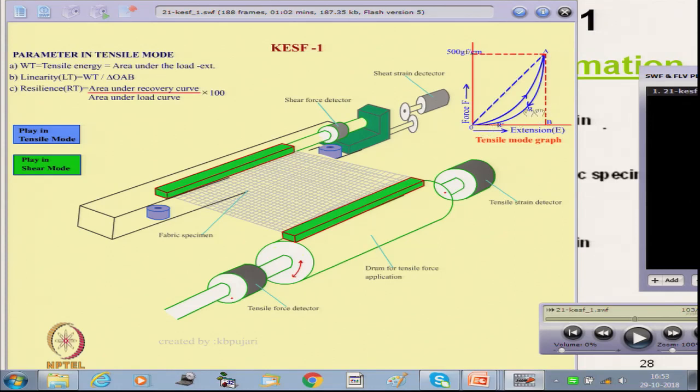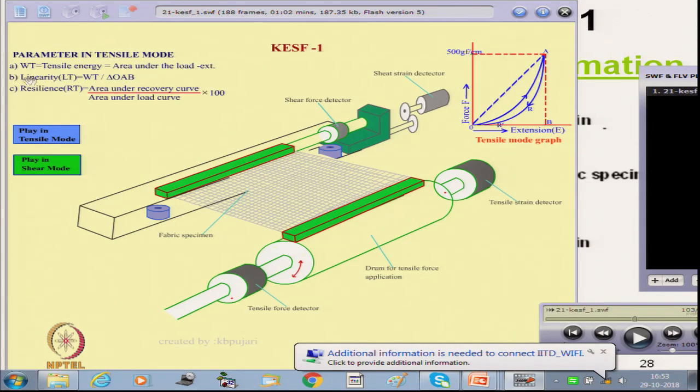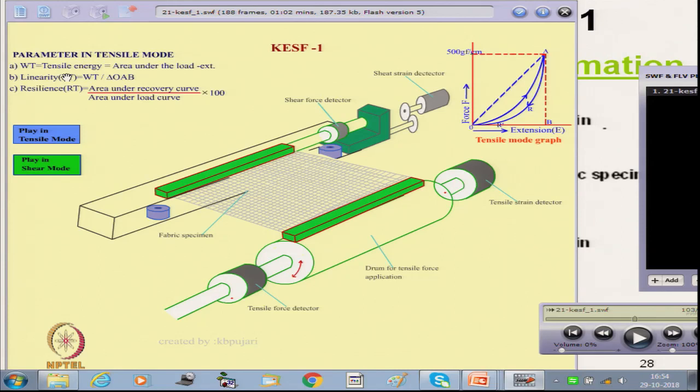We can get 3 parameters from this loading and unloading curve. Okay. This is the stress strain curve, the elongation and the force elongation curve. Here we will get the first parameter, which is WT, the tensile energy, that means the tensile energy during the loading curve. So, it is the area under the loading curve, the energy required to stress the fabric, which is expressed in terms of WT.